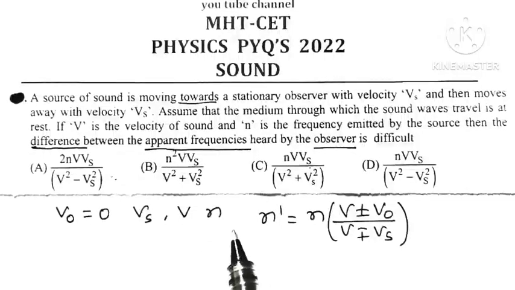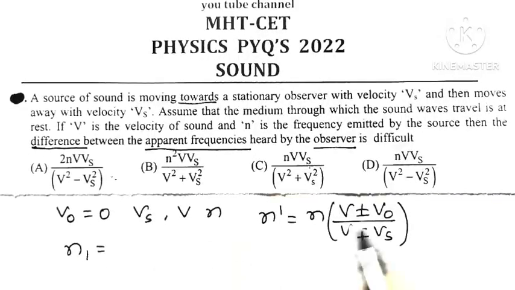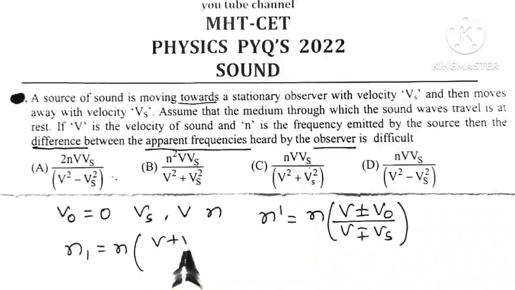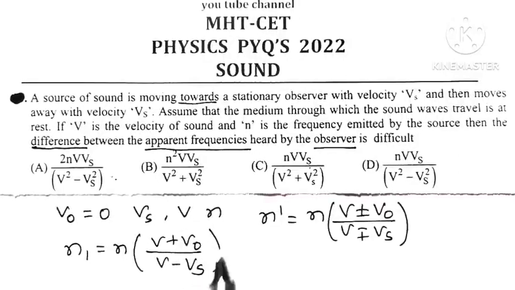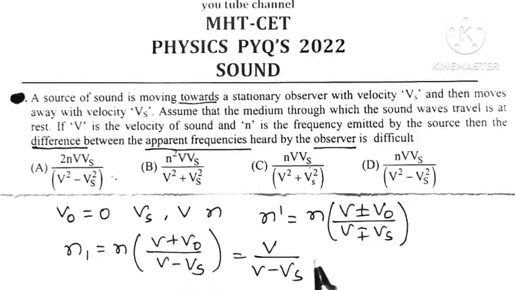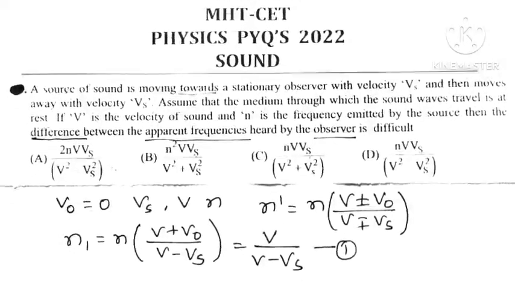When the source is coming towards the observer, then the apparent frequency N1, use the upper sign, is equal to N in bracket V plus Vo upon V minus Vs. Since here the observer is stationary, this is V divided by V minus Vs. So, this is equation number 1.